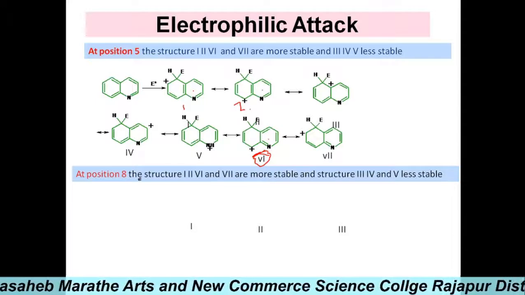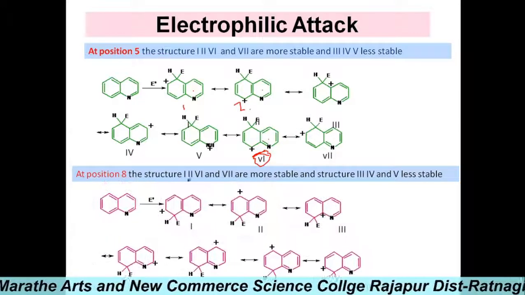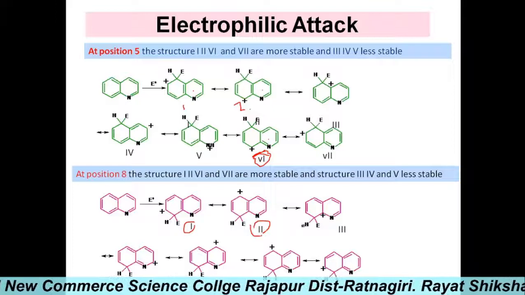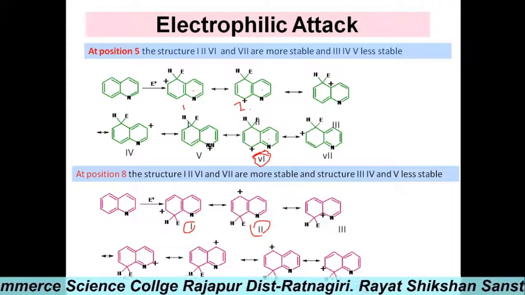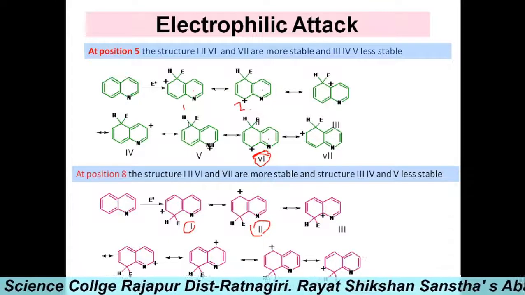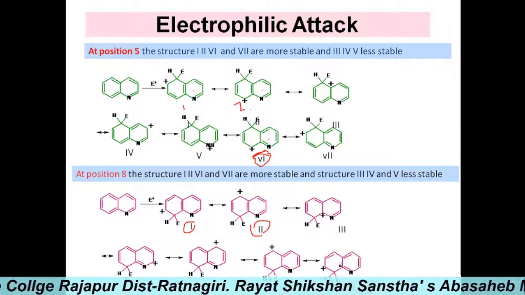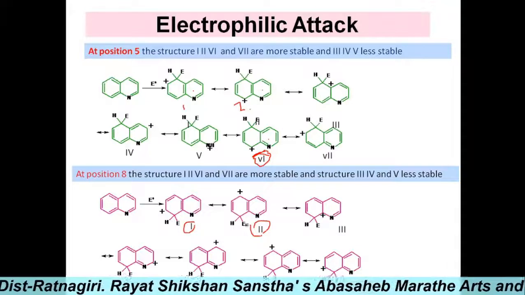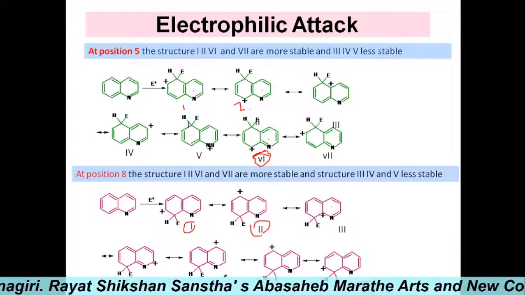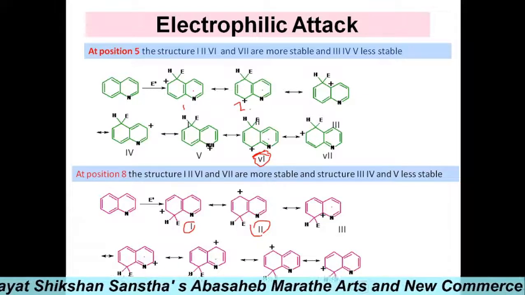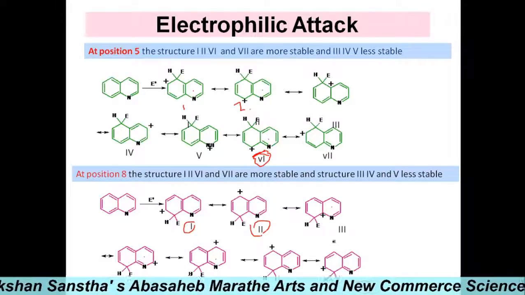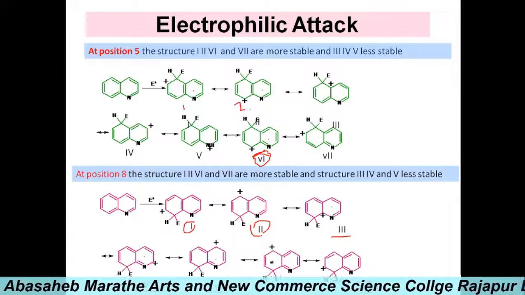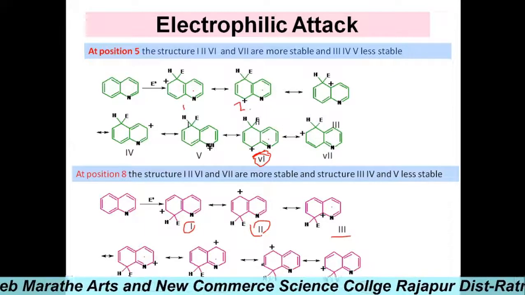Now at the 8 position, similarly, we see that in structures 1, 2 and 7, the aromaticity of the pyridine ring is retained, therefore electrophilic attack at the 8 position is possible. But in that ring and this ring, the aromaticity will be disturbed, therefore structures 3, 4 and 5 are less stable for the electrophilic substitution reaction.